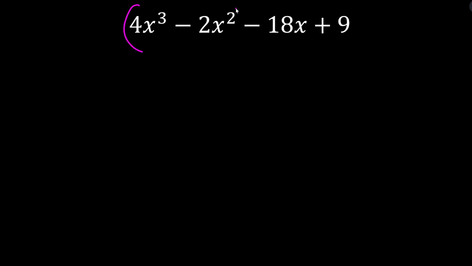And I'm going to look at the first 2 terms here. They definitely share a 2. And they share an x squared. So let's take 2x squared out. And what are we left with? 2x and then minus 1.